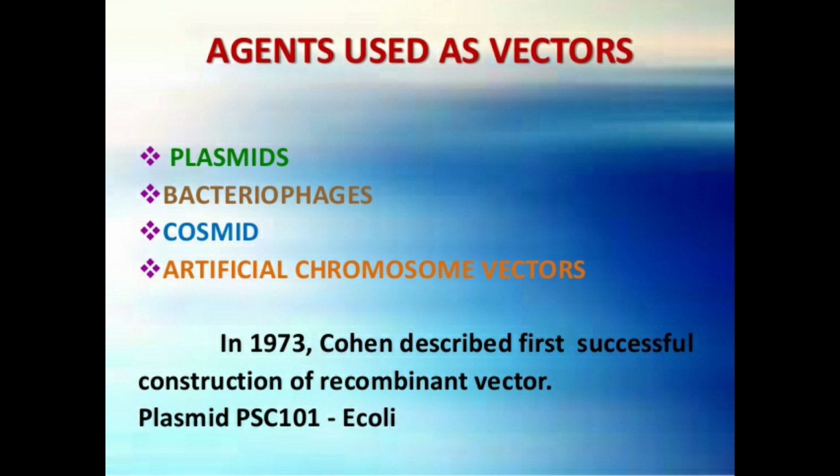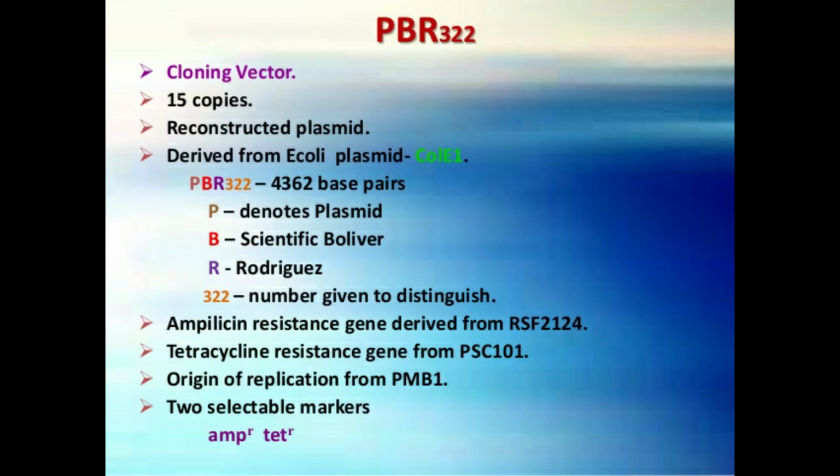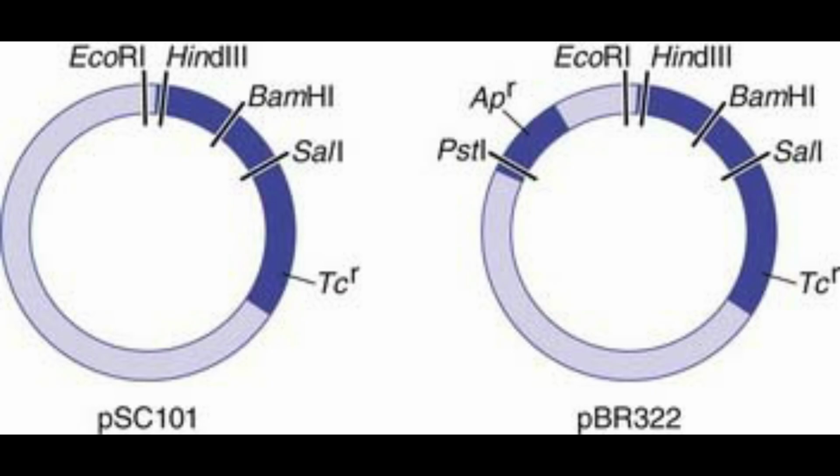One of the plasmids discovered earlier, pSC101, has an antibiotic resistance gene for tetracycline, whereas pBR322 has antibiotic resistance genes for tetracycline as well as ampicillin. Inserting the gene of interest into the tetracycline resistance gene of the plasmid pBR322 would enable spreading out the colonies of bacteria in a medium containing ampicillin, and vice versa.